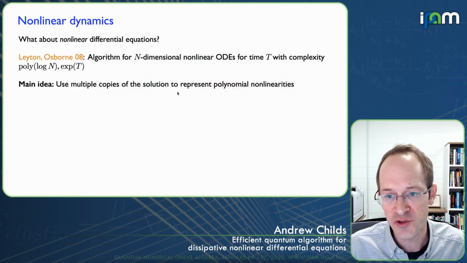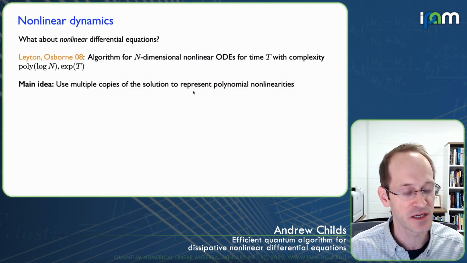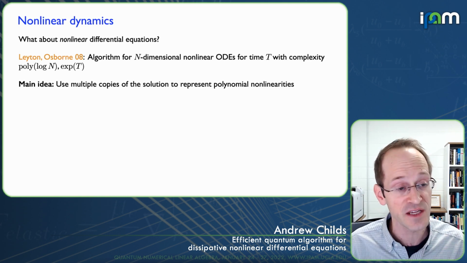Maybe let me go through the rest of the slide and then let me know if it answers your question. So the main idea of their algorithm is to use multiple copies of the solution to represent the nonlinearities, right? So this is a way that you can effectively have a nonlinear term.